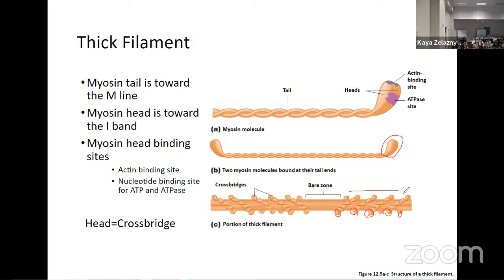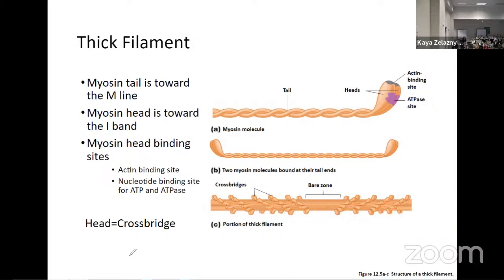Overall, the heads, these parts, are going to be pointing towards the I band. So the I band was where we had only actin, right? It was on either side of the Z line, okay? So it's facing towards the actin because these heads are going to be important in binding to the actin as our muscle contracts. And we'll be looking at the details of that in a second. So on that myosin head, on each of them, we have an actin binding site. So it's going to be able to grab the actin, and it's going to have a site where we can bind ATP and use energy.